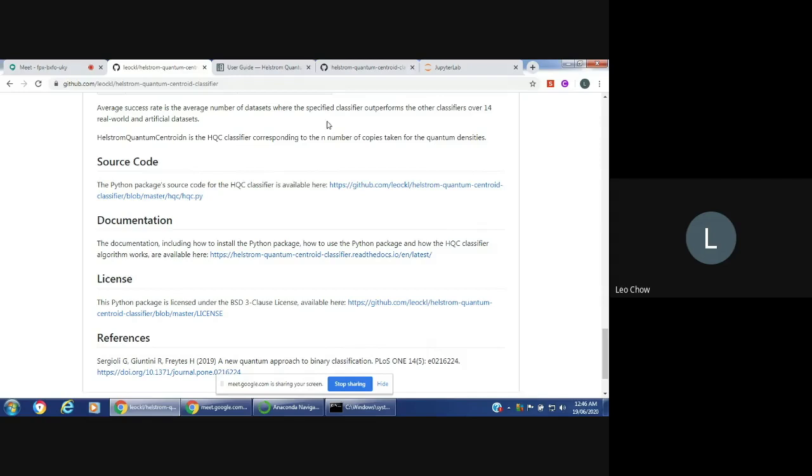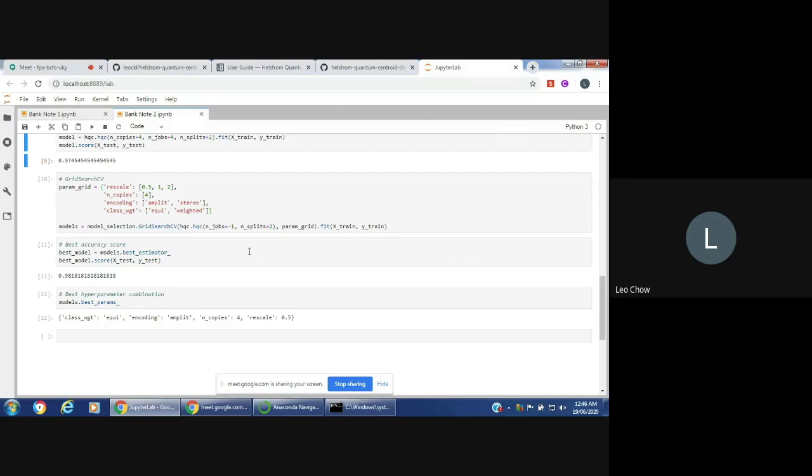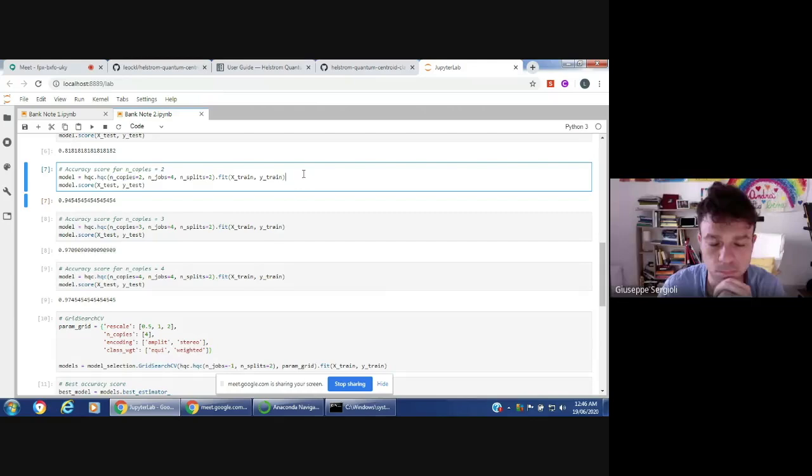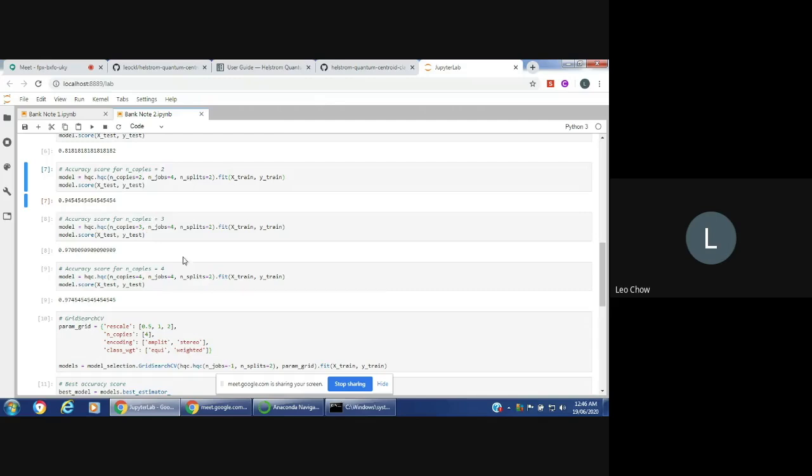I just want to encourage you to try out this HQC package yourself, because as you can see, this n copies hyperparameter is quite powerful, where in general, every time you increase n copies, the performance would increase. That's something quite interesting about the HQC classifier.